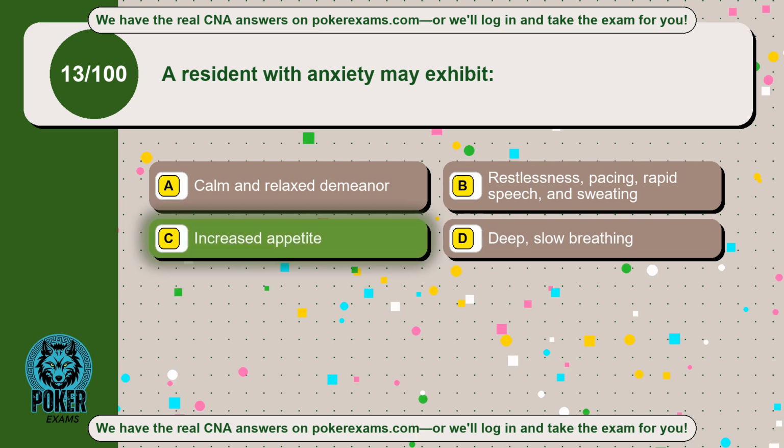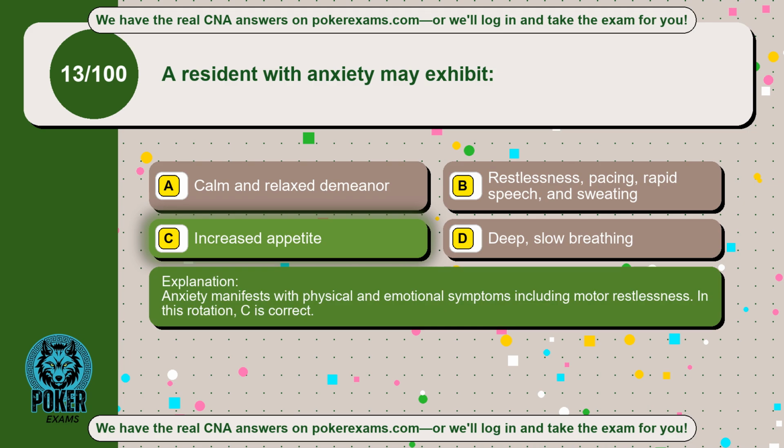The correct answer is option C, increased appetite. Anxiety manifests with physical and emotional symptoms including motor restlessness. In this rotation, C is correct.